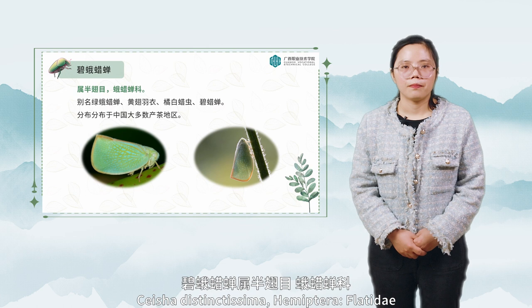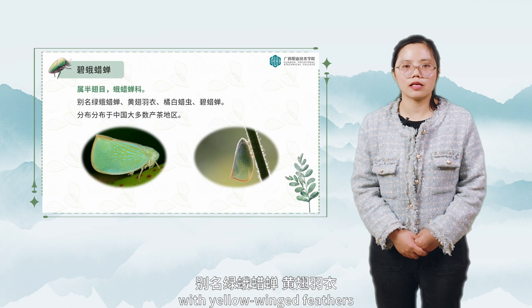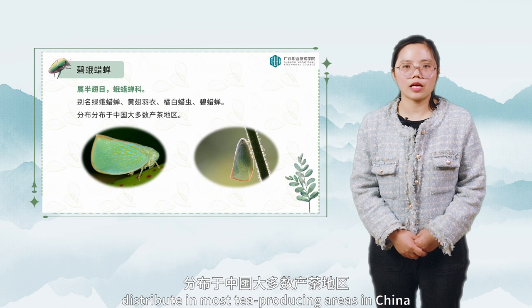Seisha distintissima, Hemiptera flatidae, also known as green moth wax cicada with yellow-winged feathers, orange ash worm wax cicada, is distributed in most tea-producing areas in China. The morphological characteristics of Seisha distintissima.